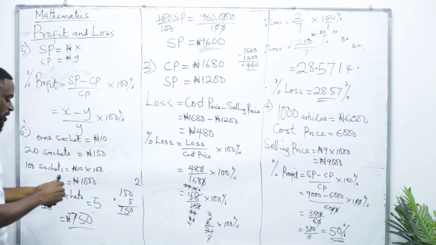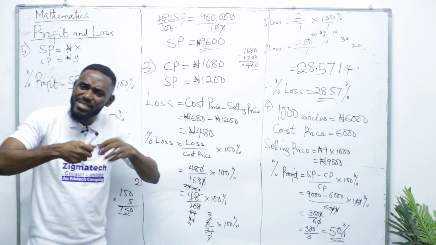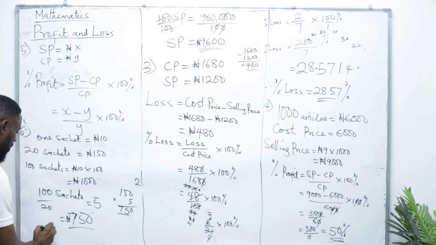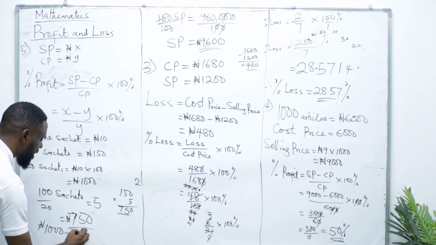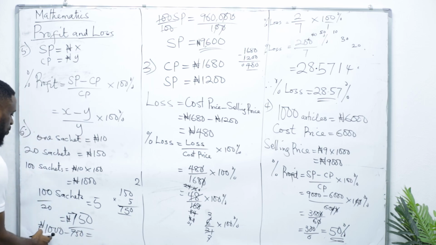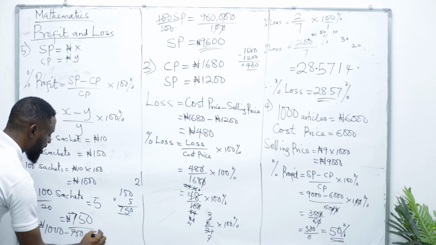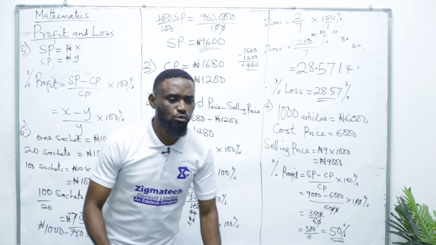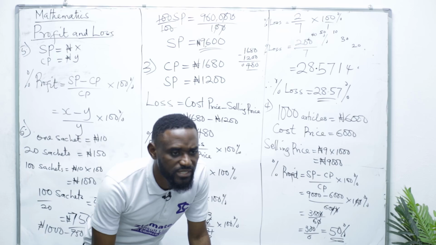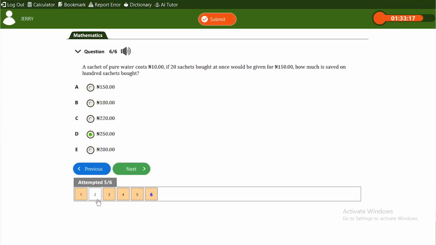Okay? Now the question is, how much did this person save? This person, instead of 1,000 naira, the man now gave him for 750 naira, and he saved 1,000 minus 750, which is 250 naira. So he saved 250 naira, which is option D.